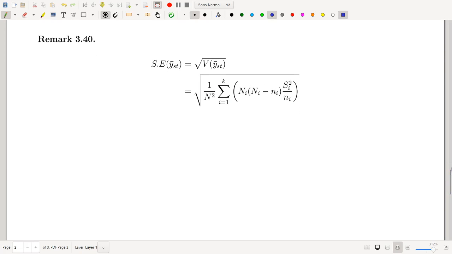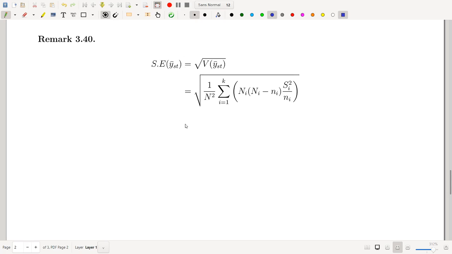The remark is the standard error of y bar st. You already know how to find the standard error of an estimator. The standard error of any estimator is actually the square root of the variance of that estimator. So here the variance of y bar st we already obtained in terms of Ni. So this will be root of 1 upon N square summation i running from 1 to k Ni into (Ni minus ni) into Si square upon ni.